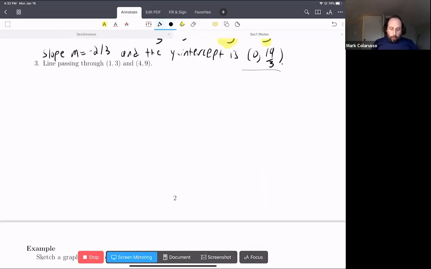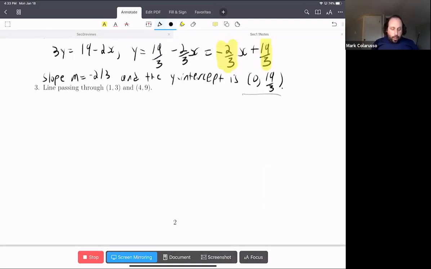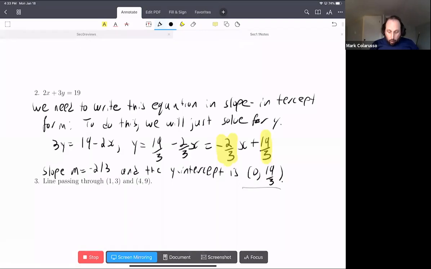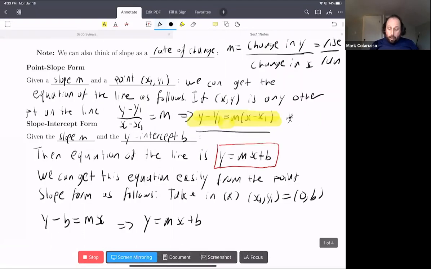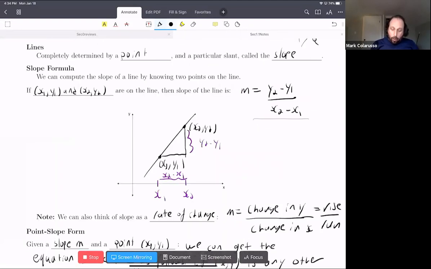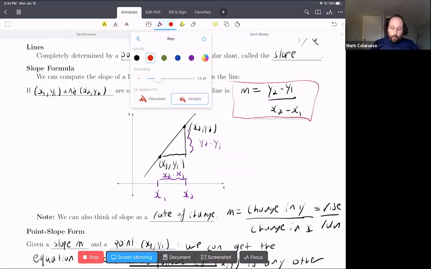Okay, so now we get a little bit trickier here. A line passing through 1/3 and 4/9, right? So now we have 2 points on the line, neither of which is the y-intercept. We don't even have anything about the slope. But remember, we can find the slope from knowing 2 points on the line. Back up here, right? If we have 2 points on the line, we can find the slope.